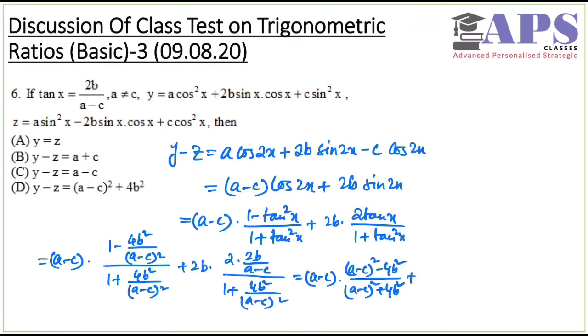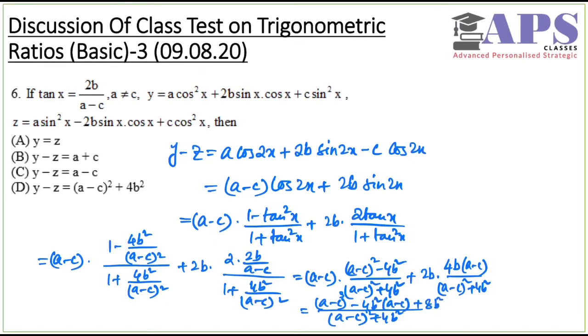2b into 4b into a minus c divided by a minus c whole square plus 4b square. Now when I take LCM as a minus c whole square plus 4b square, I will get a minus c whole cube minus 4b square into a minus c plus 8b square into a minus c, which when simplified we will get 1a minus c after cancelling everything. So option C is correct here.